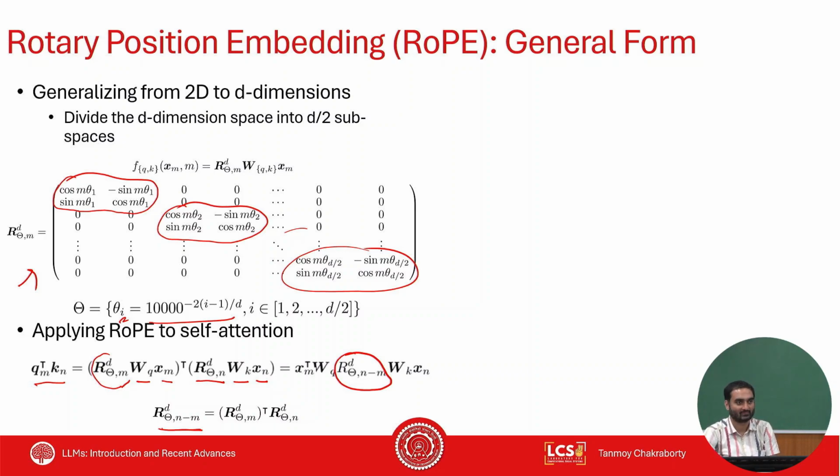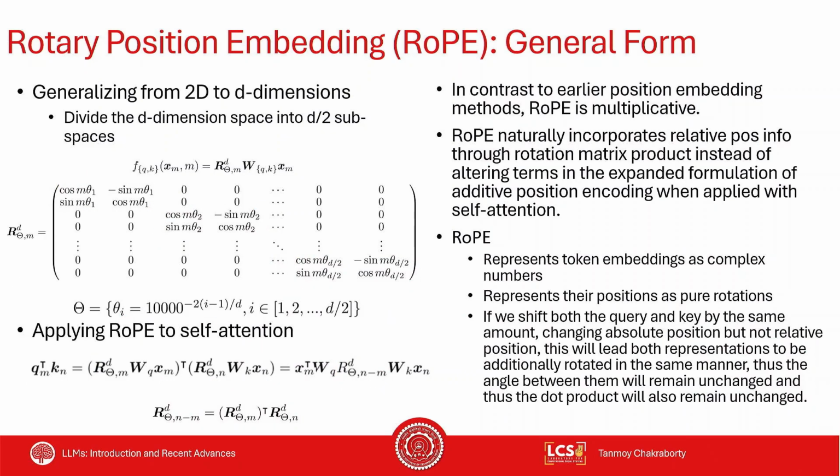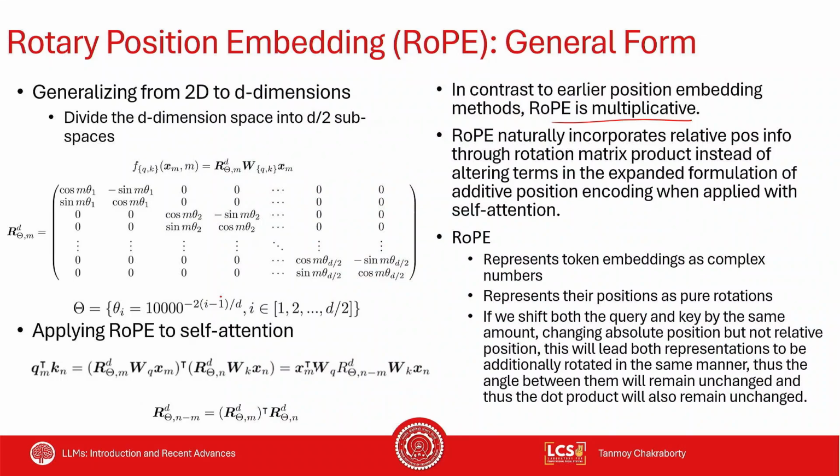Okay, this is a great paper, I would say. If you read the math, you'll be basically amazed. So these are some of the properties. In contrast to the earlier position embedding methods, RoPE is multiplicative. Remember this, that I forgot to mention. The position information is not additive here; it is multiplicative, right? RoPE naturally incorporates relative position information through a rotation matrix, right?